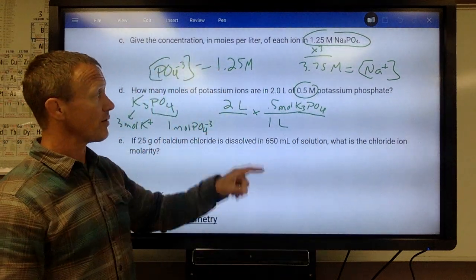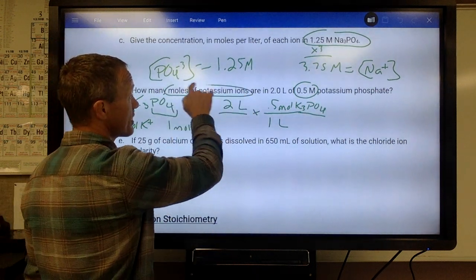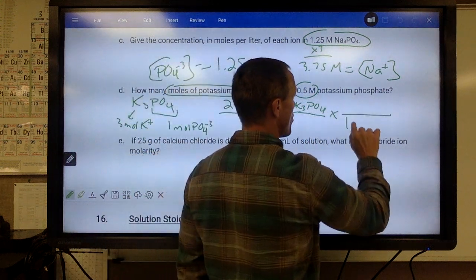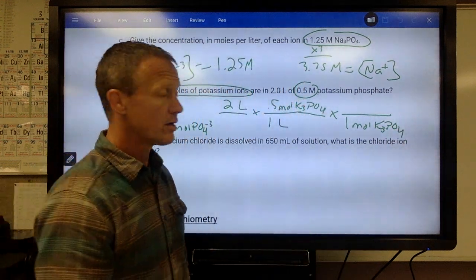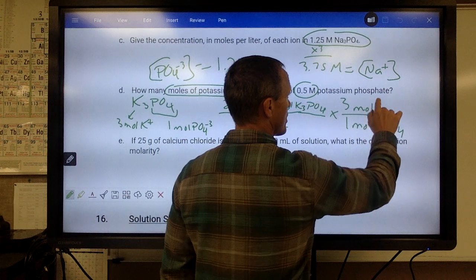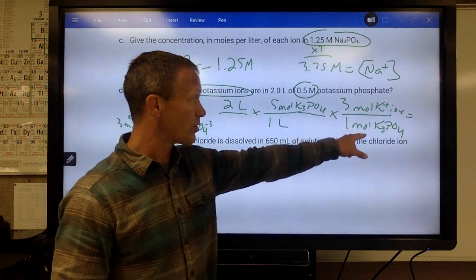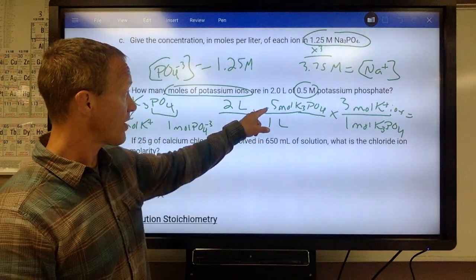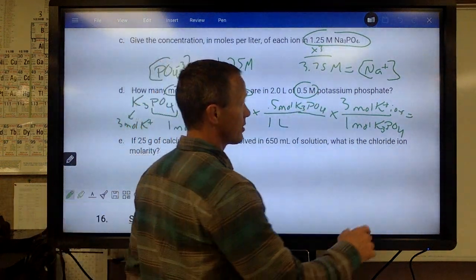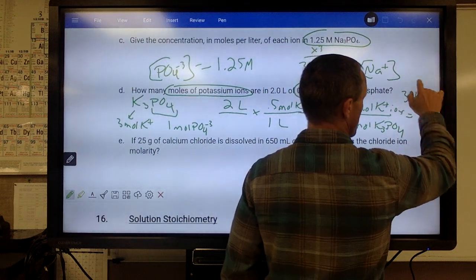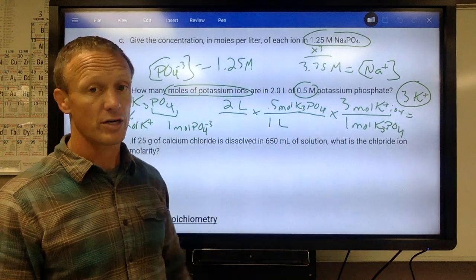If we stop right there and multiply those, that would tell us how many moles of potassium phosphate. We want to know moles of just potassium ions. So for every mole of K3PO4 that dissolves, there are 3 moles of potassium ions. So 2 times 0.5 is 1, times 3 is 3. Your answer would be 3 moles of K+ ions. That's not the molarity. It's not saying how many moles there are per liter. That's how many moles would be in 2 liters of that solution.